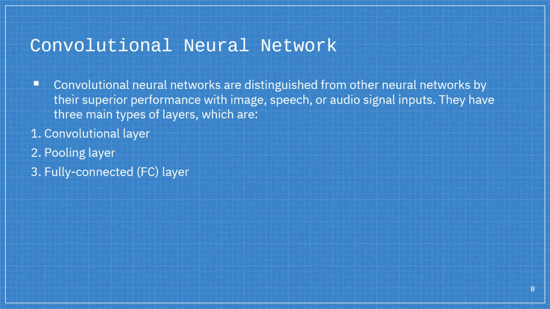The next layer used is a pooling layer, which is also known as the downsampling layer. It mainly conducts dimensionality reduction and reduces the number of parameters in the input. The next layer is a fully connected layer. The name itself defines this layer.